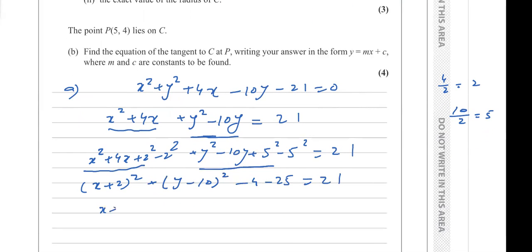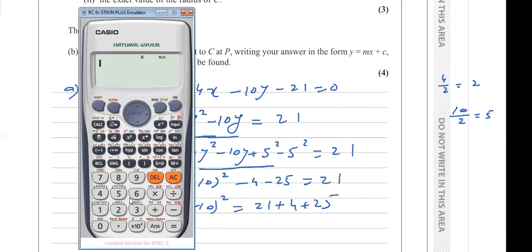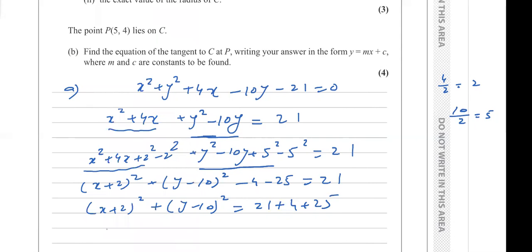It will become x plus 2 square plus y minus 10 square equals 21 plus 4 plus 25. Let's calculate this value. 21 plus 4 plus 25 will give me 50. So it's x plus 2 square plus y minus 10 square equals 50.